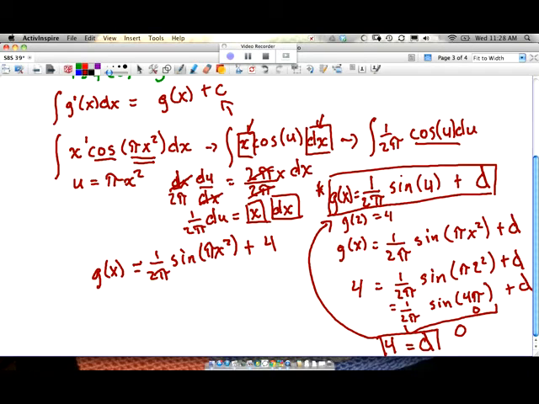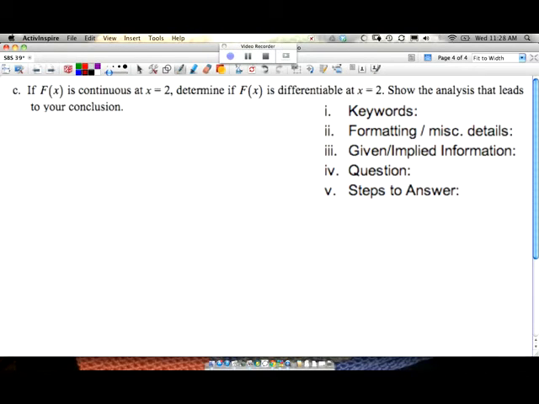Let's see what we have for the next part, part C. So let's start looking at keywords again. Keywords for this, we got lots of them. So we got continuous, determine if capital F here is differentiable. It says show the analysis that leads to your conclusion. All right, so let's talk about some formatting or other miscellaneous details. Again, capital F, capital F. Those seem important.